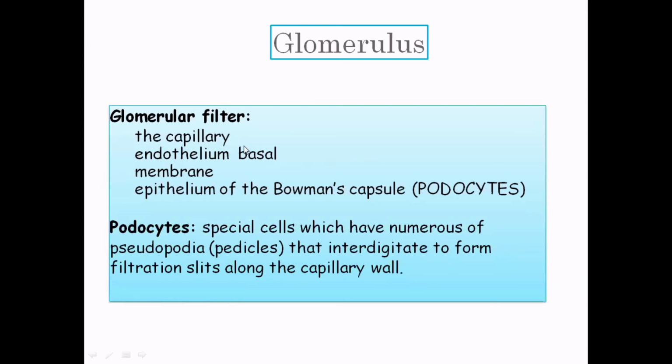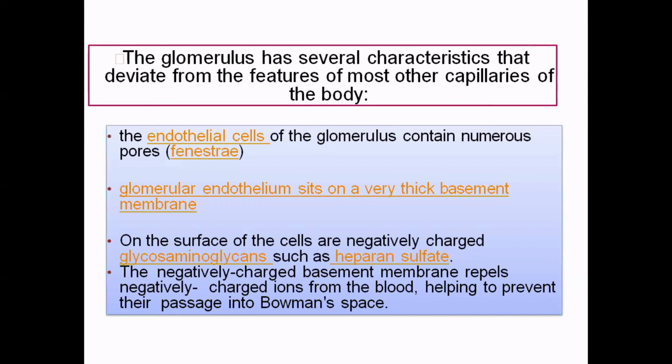So there is the capillary, and they have endothelium, basement membrane, and the epithelium of Bowman's capsule, the podocytes. So why there is protein in the urine and so many things, just because of this. And I think all of these things were dealt with before.